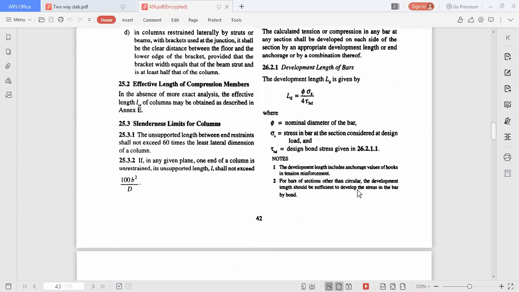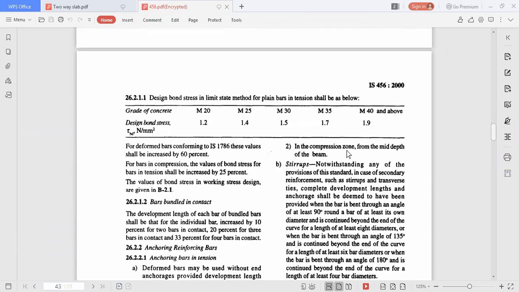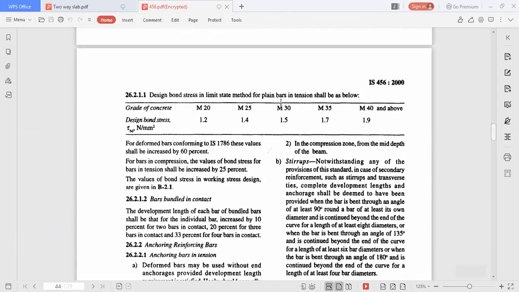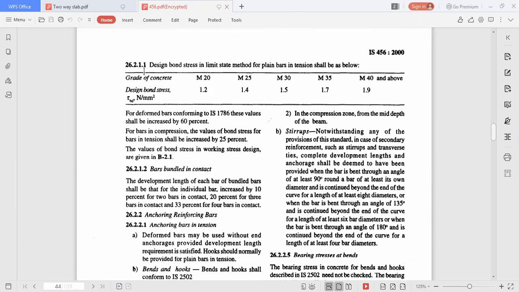So bond stress ఎంత ఉంటుందంటే that is taken from clause number 26.2.1.1. Let us see that one. Here there is a table in the next page itself. Page number 43. Design bond stress in limit state method for, see here, this is very very important.